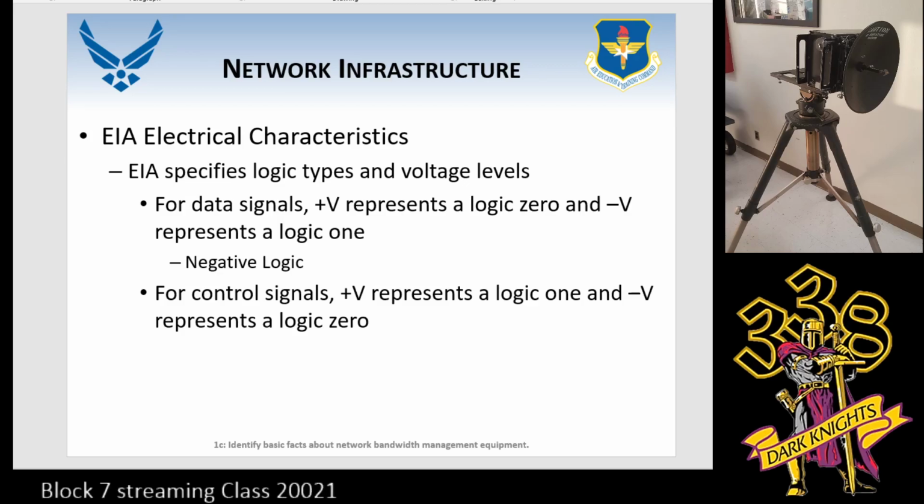And then control signals are, as you would imagine them, represented by a logic 1 for positive volts and a logic 0 for negative.